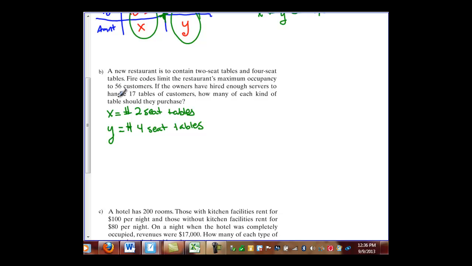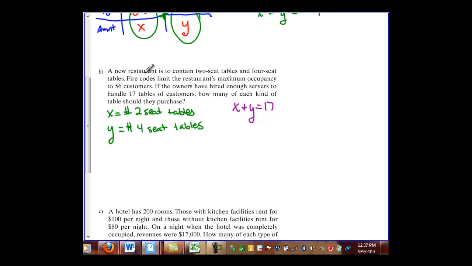So I think the really easy one is the owners have hired enough servers to handle 17 tables. So there's 17 tables total. What equation can I get from that? Yeah, x plus y is 17. So the number of 2 tops plus the number of 4 tops is 17 tables total. That makes good sense. All right, so we use this part. The other part is that we can only have 56 customers.